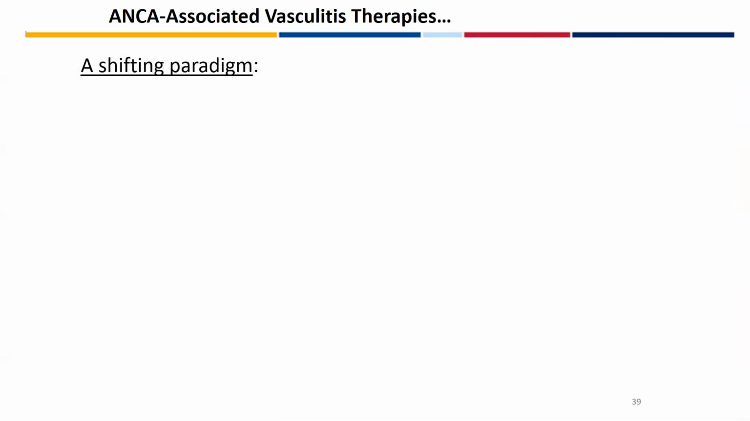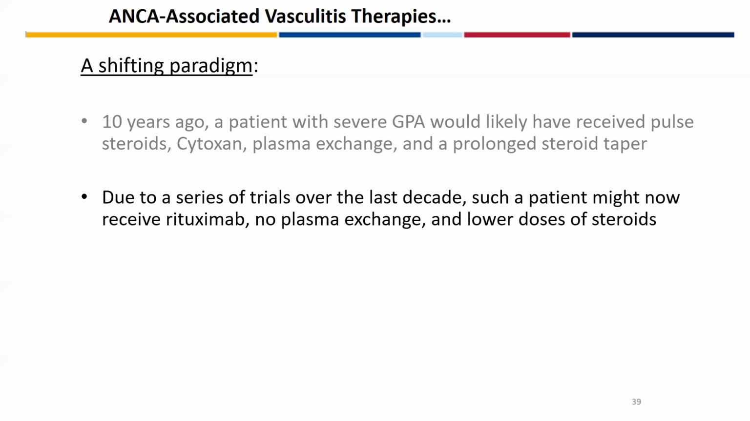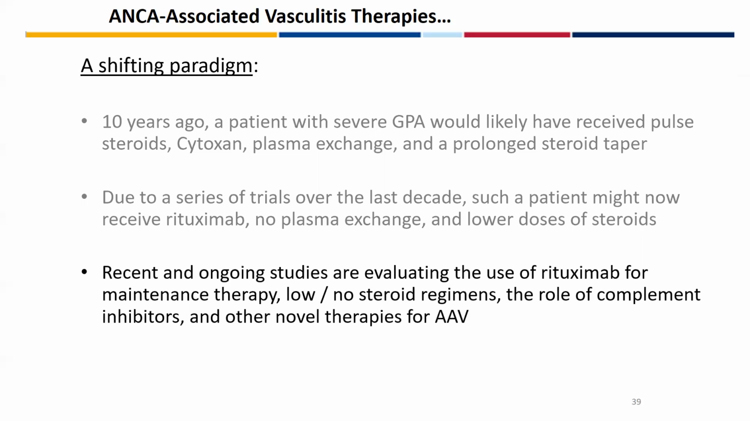So when we look at the ANCA-associated vasculitides, we really see a shifting paradigm. Specifically, a patient like the one I just described with severe GPA 10 years ago would have received pulse steroids, Cytoxan, plasma exchange, and a prolonged steroid taper. But due to a series of trials over the last decade, such a patient might now get rituximab, no plasma exchange, and lower doses of steroids, so much less toxicity. And there are recent and ongoing studies evaluating the use of rituximab for maintenance therapy, low or even no steroid regimens, as well as the role of complement inhibitors and other novel therapies for ANCA-associated vasculitis.